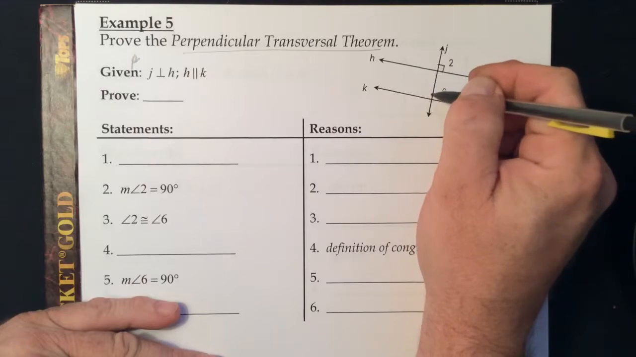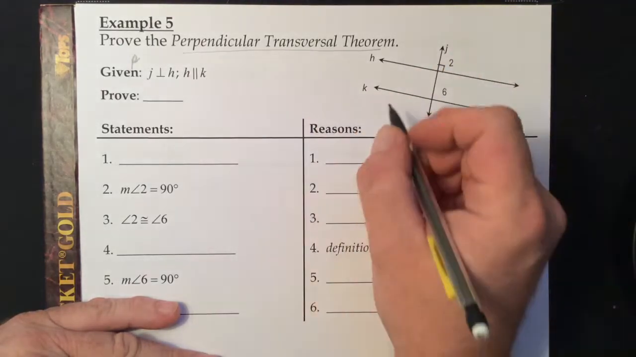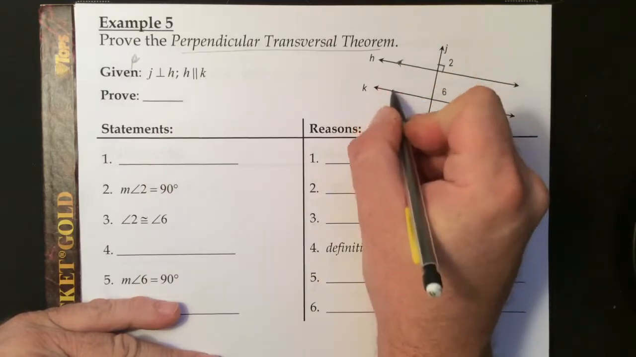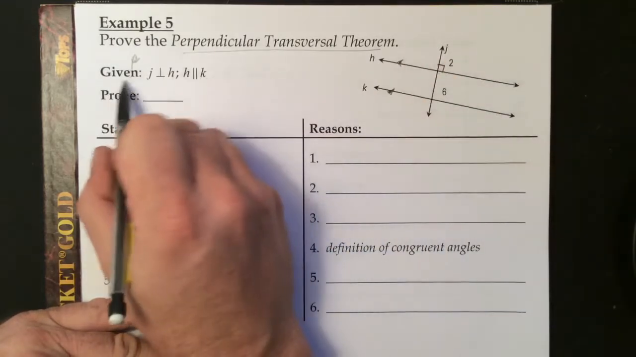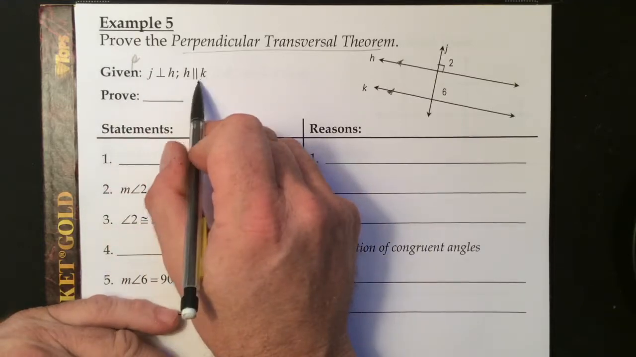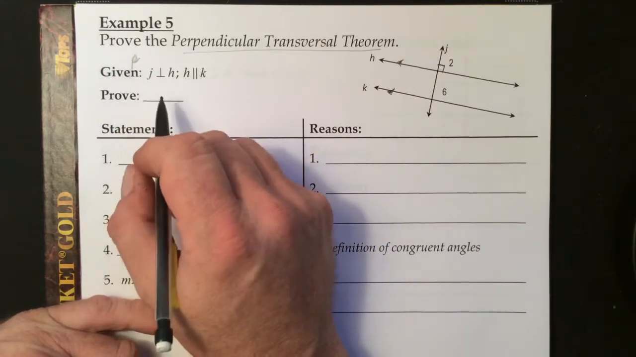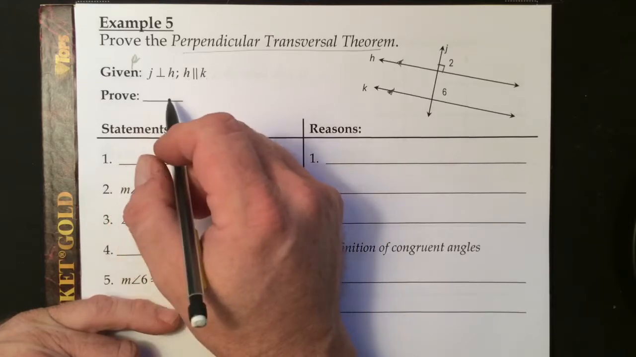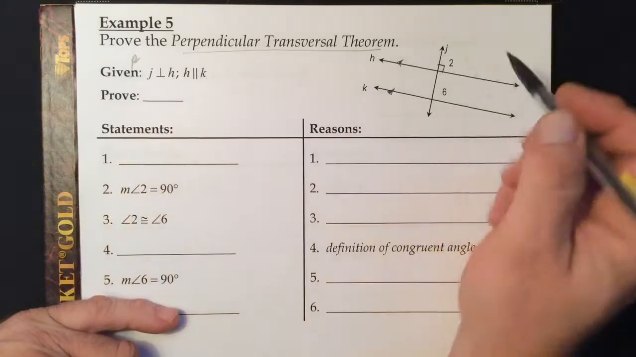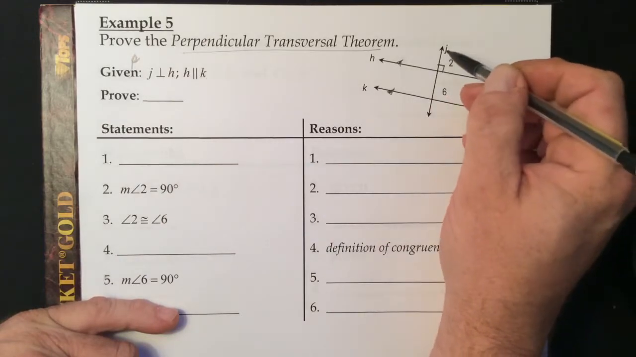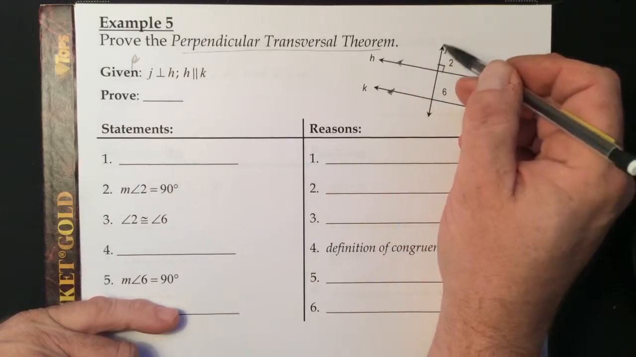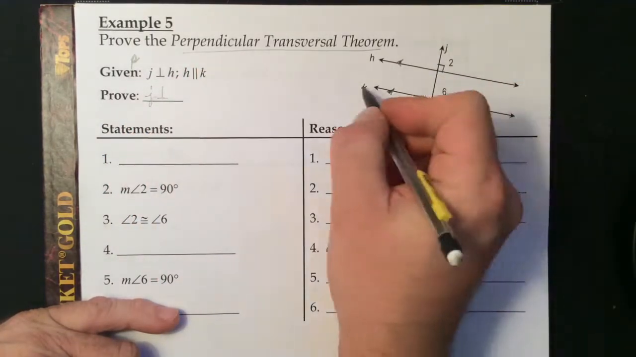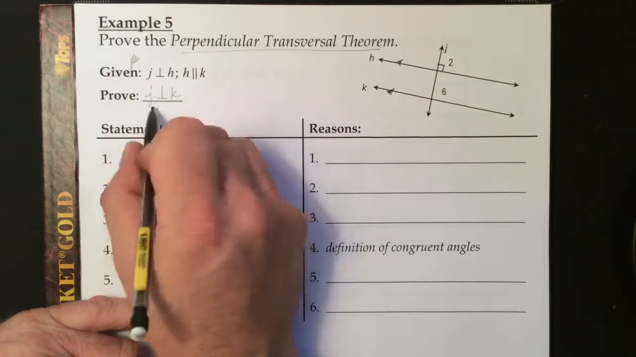It's perpendicular to one of two other lines that are parallel. And it says H is parallel to K. These are parallel. So that's a perfect setup for the hypothesis here. And we want to prove, as the theorem states, that it is also perpendicular to the other. Well, what is it? The it is the transversal. J was perpendicular to H. We want to see if it, J, is also perpendicular to the other line, K. So this is what we're trying to prove.